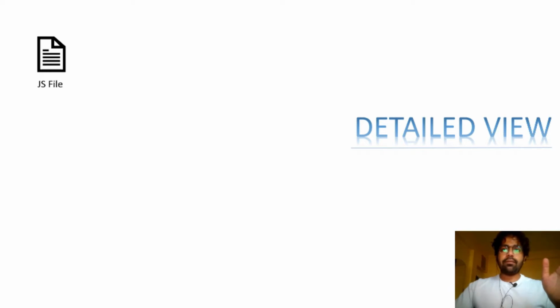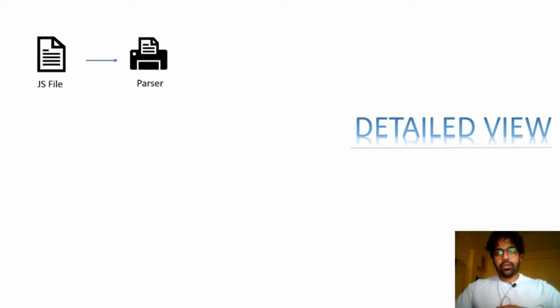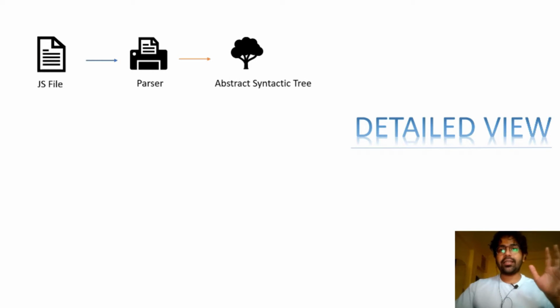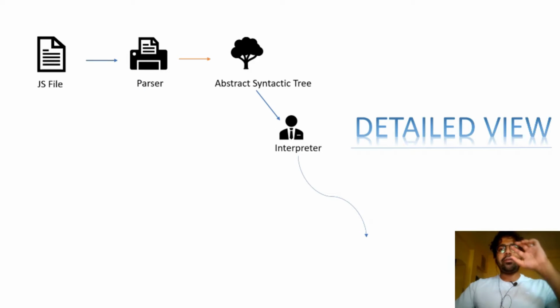So there has to be a JS file for a JS engine to run. We have a JS file here, and then we have something called a parser, which reads the file line by line, understands it, and converts it into a data structure. That data structure is called an abstract syntax tree. You can go to astexplorer.net, write a small program, and check out what an abstract syntax tree looks like. This abstract syntax tree is then provided as input to the interpreter. The interpreter reads the whole code line by line and then provides it to the machine as bytecode.